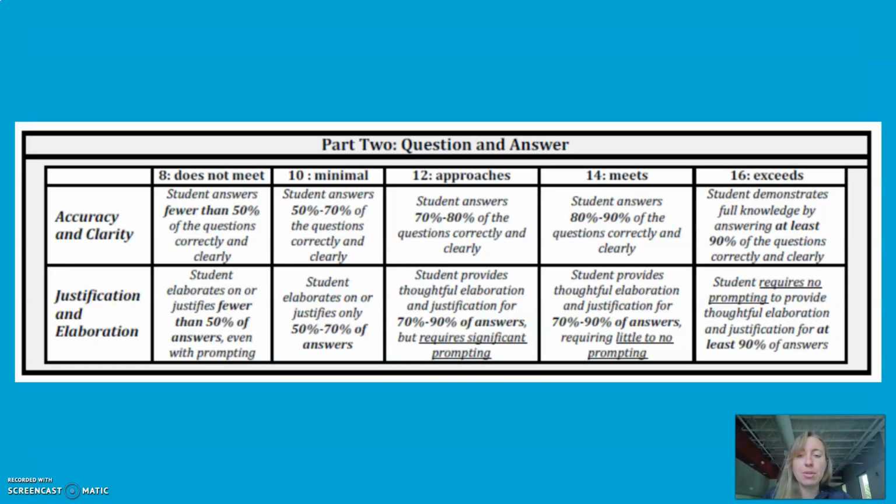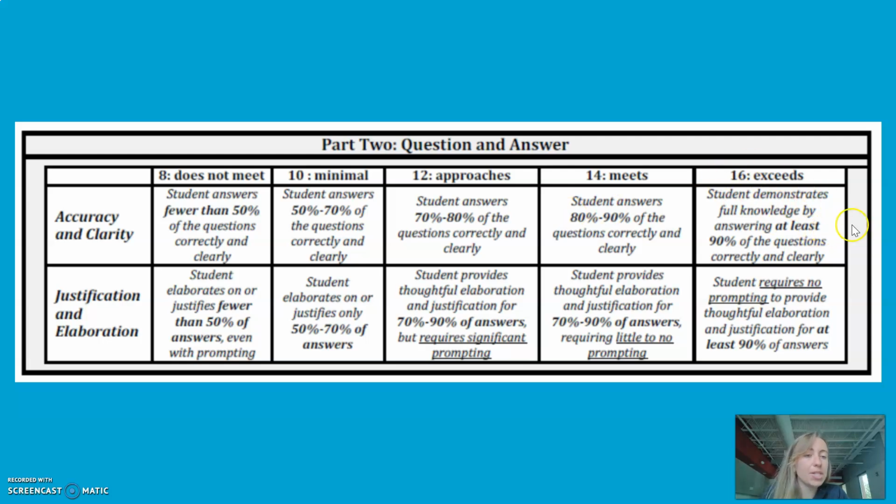All right, part 2 is the question and answer. This is where you get most of your points because you're going to get a grade for this for each presentation that you do, for each artifact that you do. So you will get up to 16 points for humanities, up to 16 points for science, and up to 16 points for math. Or Spanish, if some of you are doing Spanish. There's 2 parts of this, accuracy and clarity.